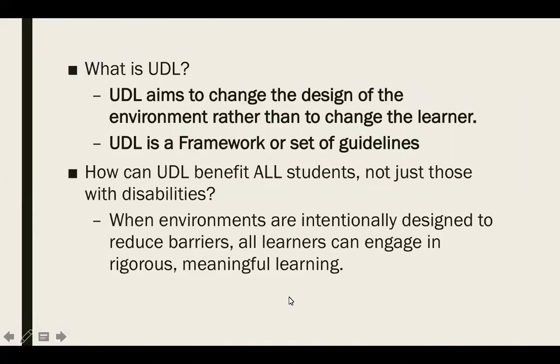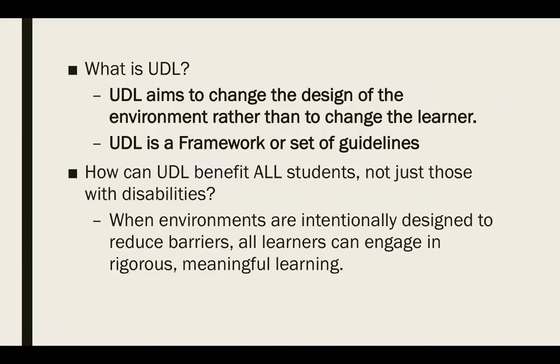So what is universal design for learning, or UDL? The goal is to really change the design of the environment rather than to change the learner. UDL is a framework, sort of guidelines. It's not hard and fast rules. They're very flexible. And how can UDL benefit all students, not just those with disabilities? When environments are intentionally designed to reduce barriers, all learners can engage in rigorous, meaningful learning.